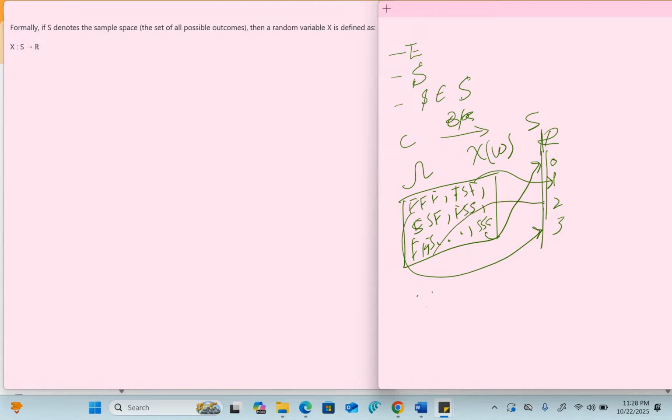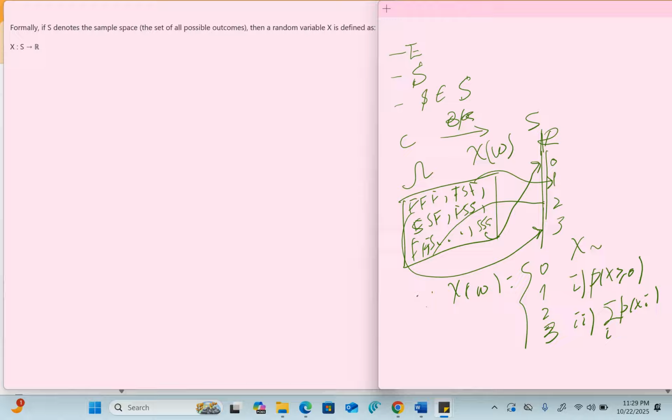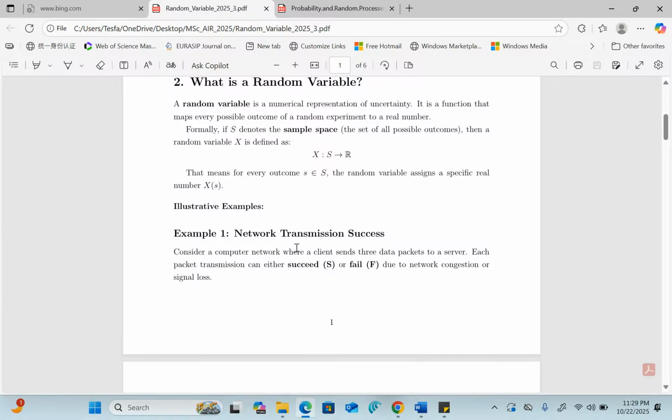So what do we mean by that? We are saying that the possible value of X(ω) could be either 0, 1, 2, or 3. To put it briefly, a random variable X, which is considered to be a discrete random variable, we will come to that next, should satisfy two assumptions. The probability of X should be non-negative, and the total probability, the sum over all possible values, should give 1. So this is what a random variable is, in brief.